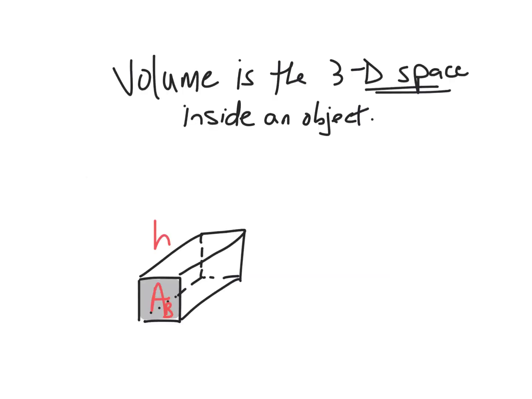Okay, the volume of any figure is the three-dimensional space inside the object. So, for example, if we look at this rectangular prism down here on the left-hand side of the page, what we see is how we end up getting the third dimension of volume.